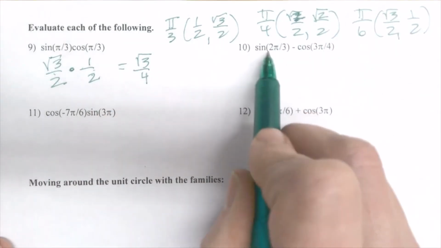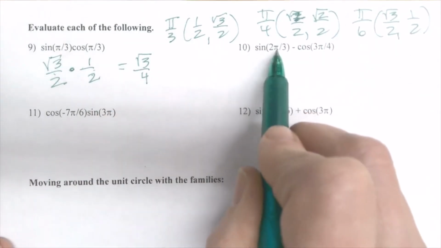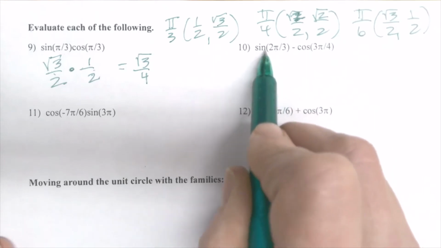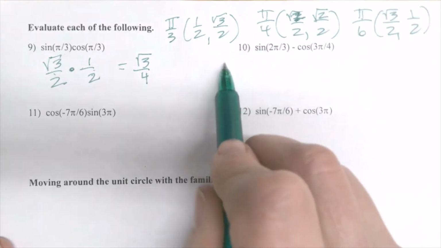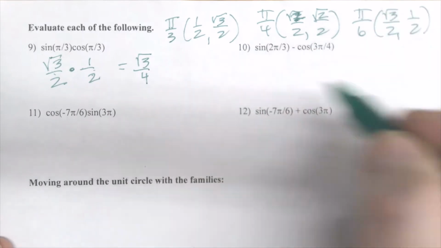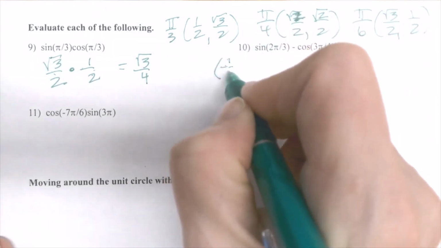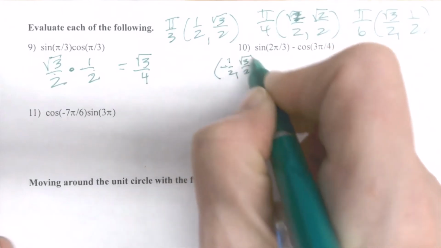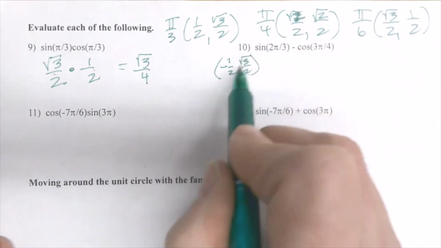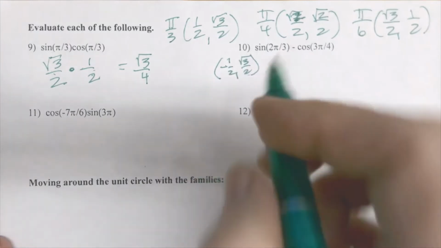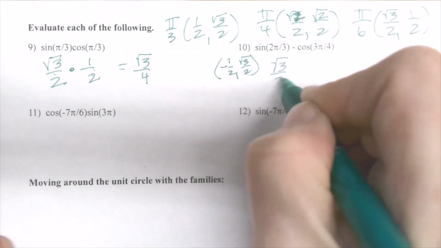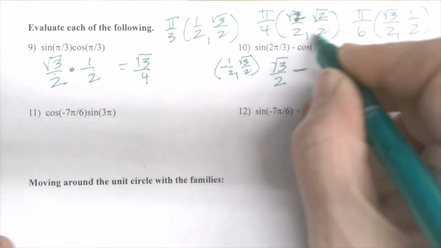In here, sine of 2 pi over 3. That's a second quadrant, because it's more than a half pi, but less than a whole pi. Second quadrant, pi over 3 family. So second quadrant pi over 3 is negative 1/2, square root of 3 over 2. That's the pi over 3 family in the second quadrant, negative positive points. The sine is the square root of 3 over 2, minus, then I'll go to this one.